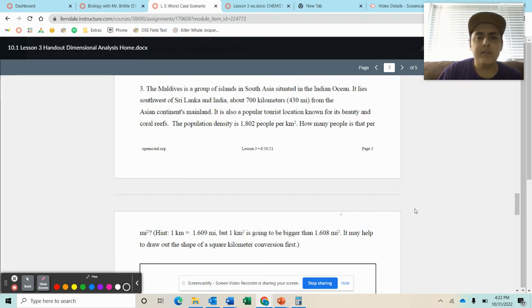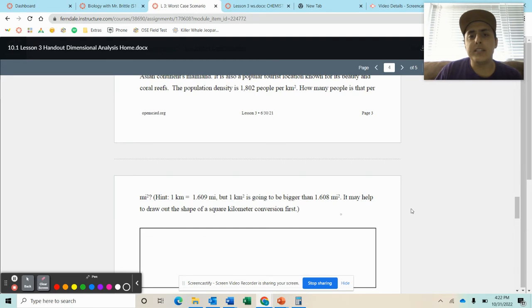I don't know if it's Maldives, I'm ignorant, is a group of islands in South Asia situated in the Indian Ocean. It lies southwest of Sri Lanka and India, about 700 kilometers or 430 miles from the Asian continent's mainland. It is also a popular tourist location known for its beauty and coral reefs. That stuff's not important for our math.